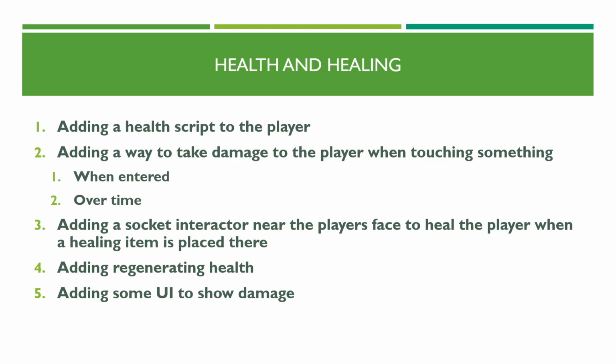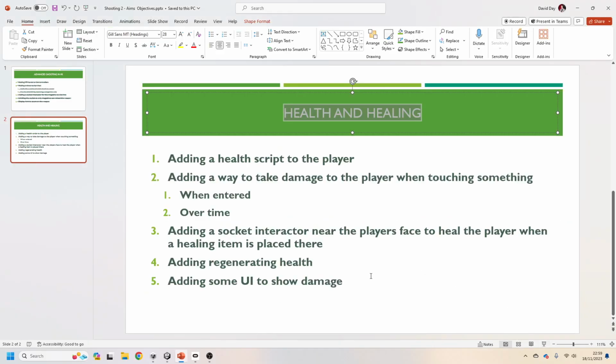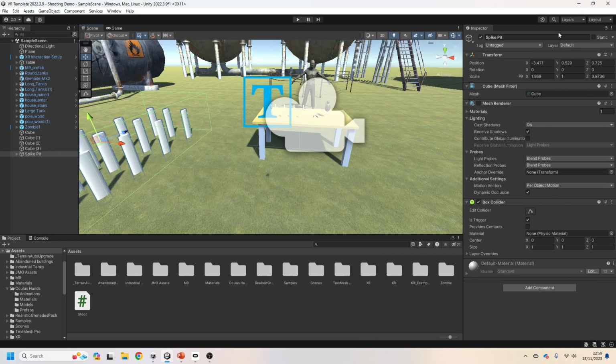This is a natural extension to the shooting video because in the shooting system we made a magazine that's socketed into a gun and reloaded the gun. This is basically the same thing, but rather than adding ammo to the gun, we're going to be adding health to the player. But basically it's the same thing. So let's start with adding a health script to the player.